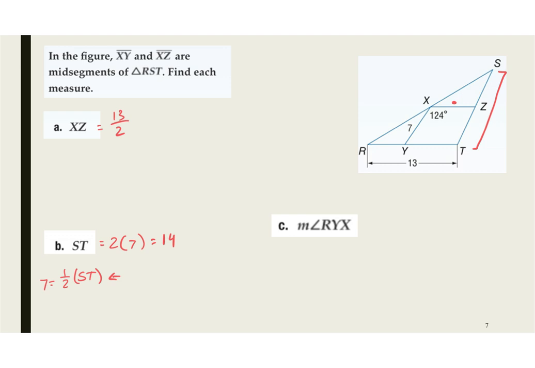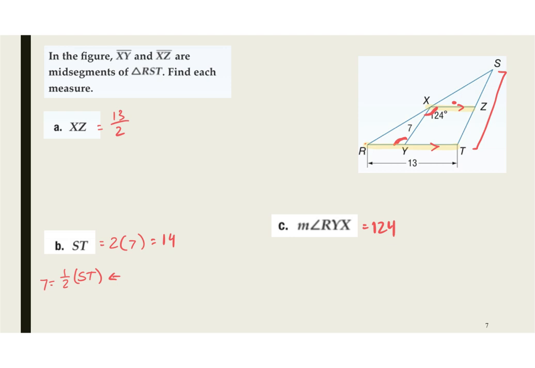Alrighty, last but not least, let's solve for the measure of angle RYX. Now, where is RYX? RYX is right here. Okay, now hopefully you see where this is going. If not, that's okay. Let's talk about it. Here's RT, here's XZ. The reason why I highlight those is because we know for a fact that those are parallel. The mid-segment is parallel to the base. Therefore, RYX is alternate interior to YXZ. Therefore, measure of RYX is equal to 124.